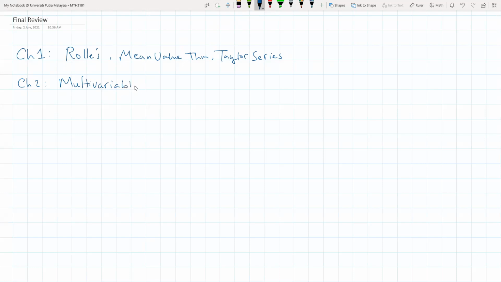Multivariable functions. So in this multivariable functions, you define what is the domain and range. Same thing that you did in calculus 1.